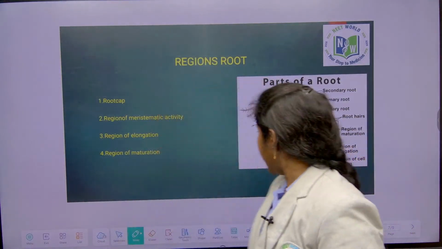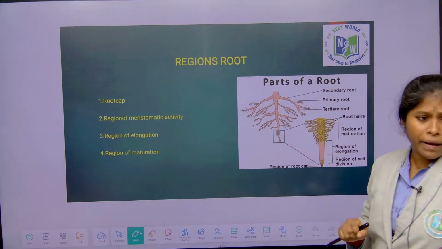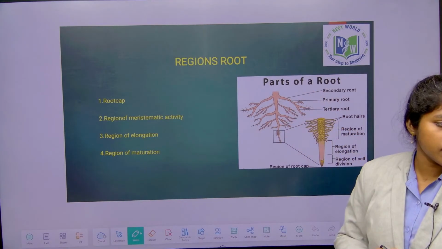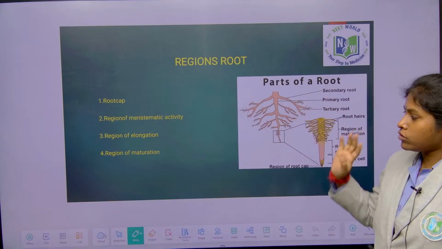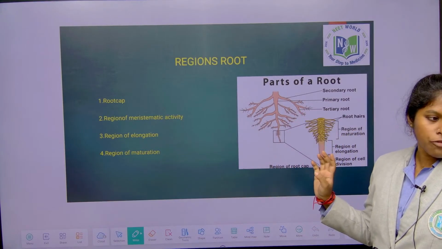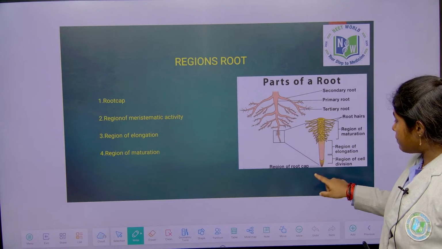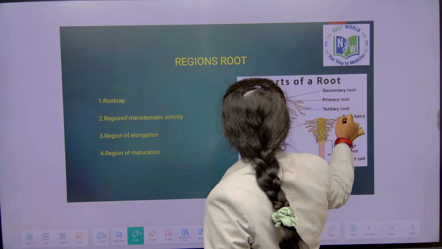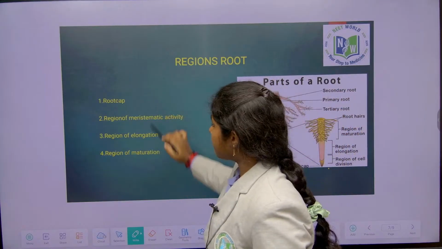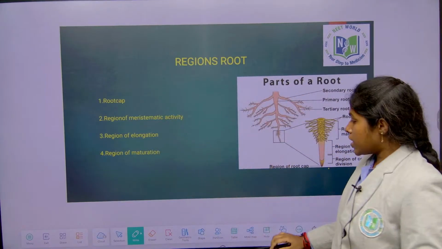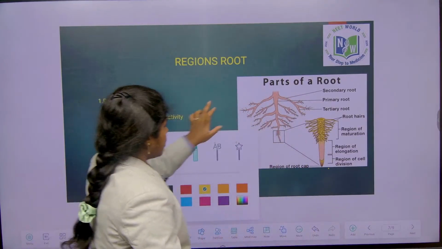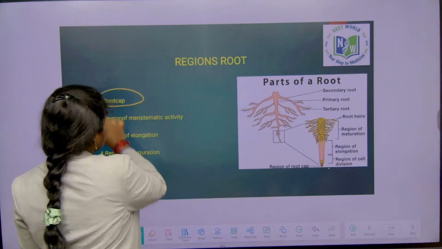If you take the typical root part, it has 4 regions. How many regions? 4. From the distal to the proximal part, from the root cap to the root hairs, which is nothing but the region of maturation. So the primary one is the root cap.